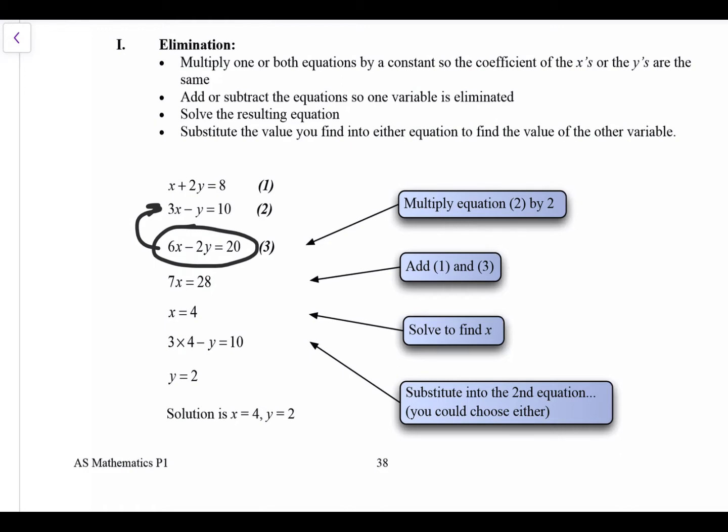Now by adding the first and the third equation, the y's are eliminated and we can solve for x. x is 4. And then substitute x equals 4 back into either equation 1 or 2. I'll put it back into equation 2 here and find the value of y. y is 2. So x equals 4 and y equals 2 is the point of intersection of those two.